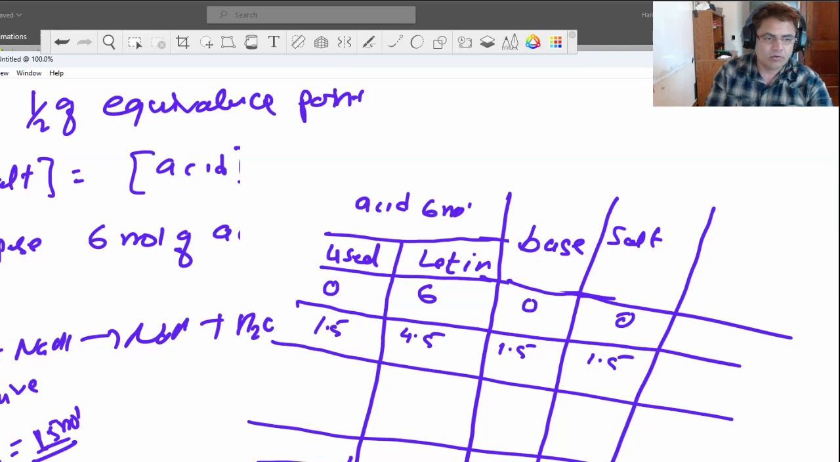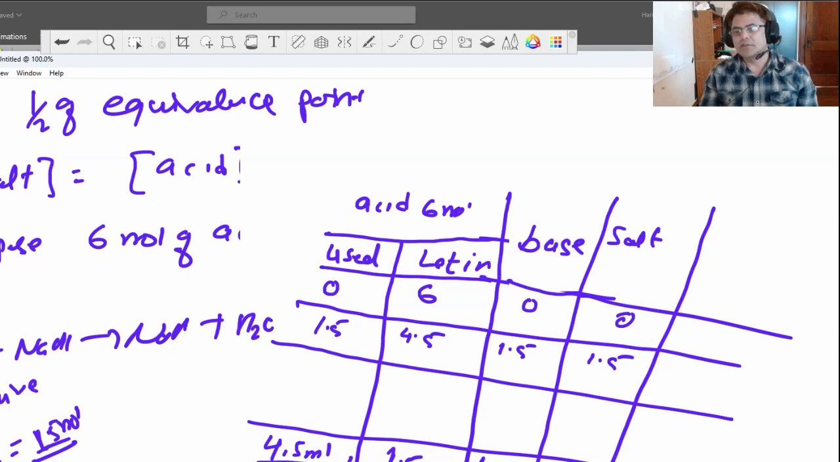Done? Okay. Now let's go to 3/4 of the equivalence point. 3/4 of 6 means 4.5, right? So at 3/4 of the equivalence point, you are consuming 4.5 mole. What will be left? 1.5 will be left. How much base are you adding? 4.5 base. And how much salt is there? 4.5 salt is there. So salt is 4.5 in your beaker. Acid is 1.5 in your beaker.